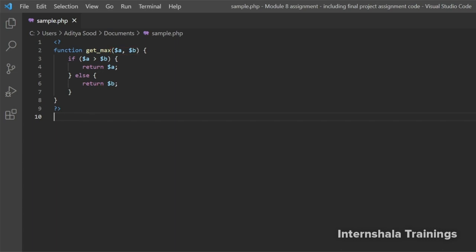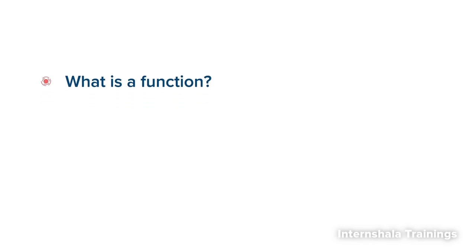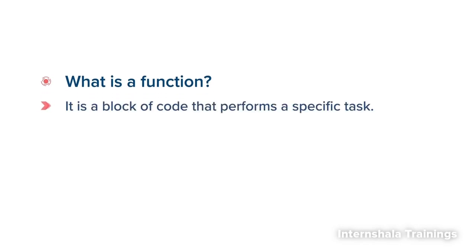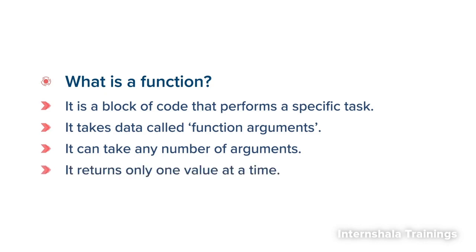Also, note that a function can take any number of arguments. Once the tasks are performed, the function returns some value but can only return one value at a time. So let us summarize what a function is. It is a block of code that can be repeatedly used in a program to perform a specific task. Functions can take data to perform tasks, and those data are called function arguments. Functions can take any number of arguments but can only return one value at a time.